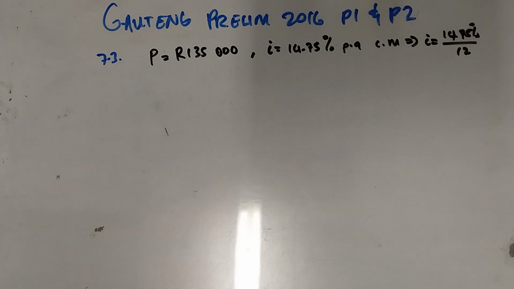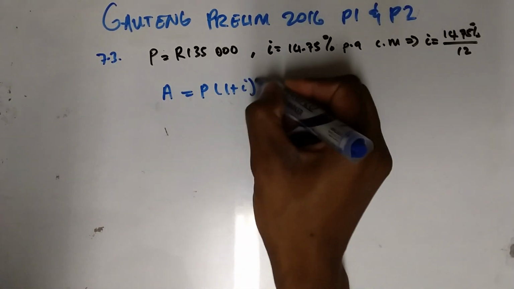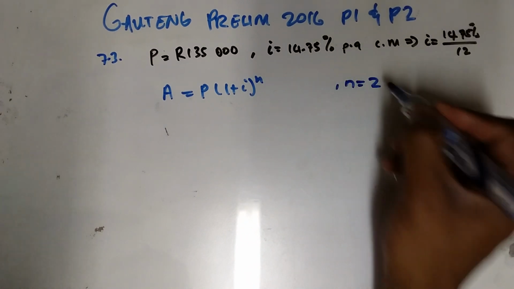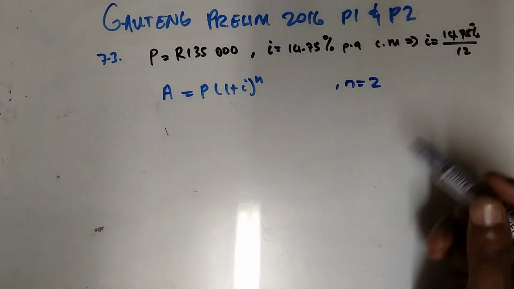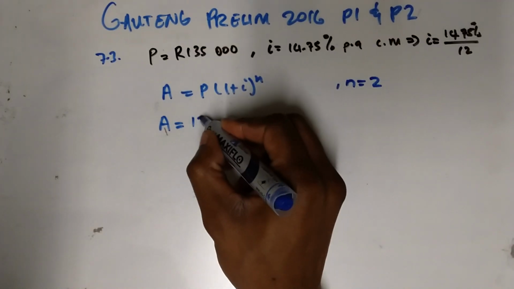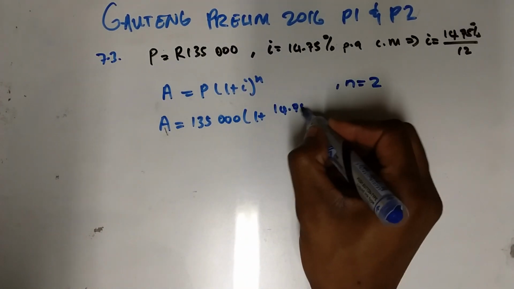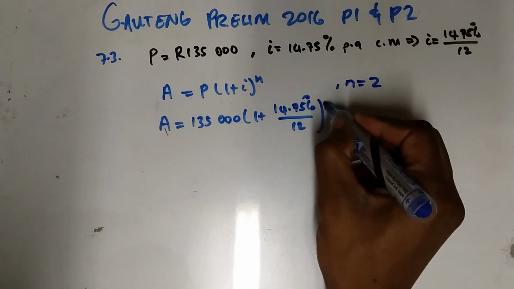So the first question says: calculate the amount owing 2 months after the loan is granted. We need to calculate the amount owing. For us to calculate the amount owing here, we are going to use the equation A equals P times (1 plus i) to the n, where our n is equal to 2, because they said 2 months after the loan is granted. The amount that is owed after 2 months will be given by 14.75% divided by 12 to the exponent 2.